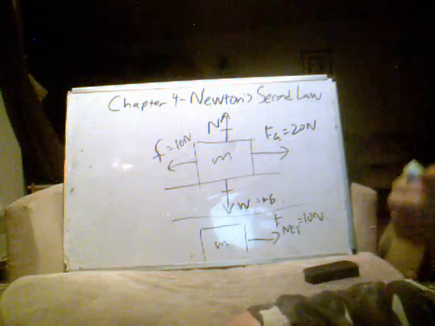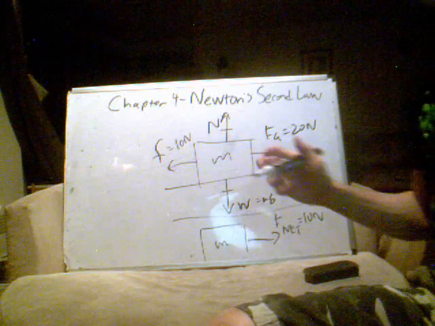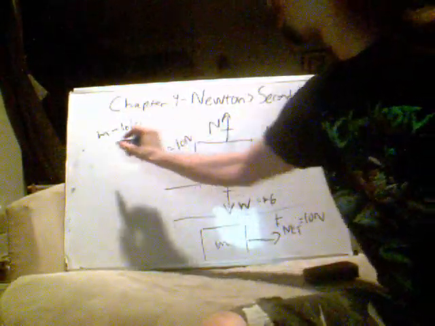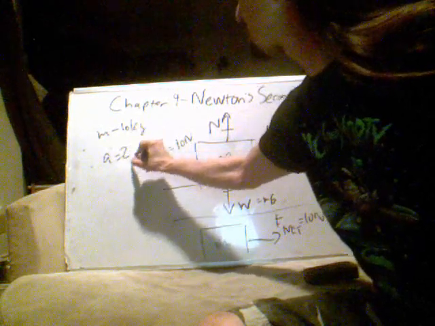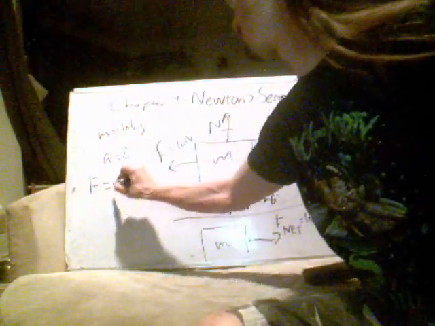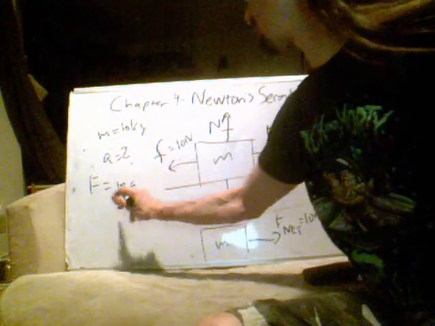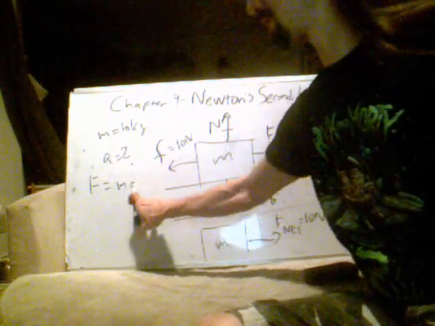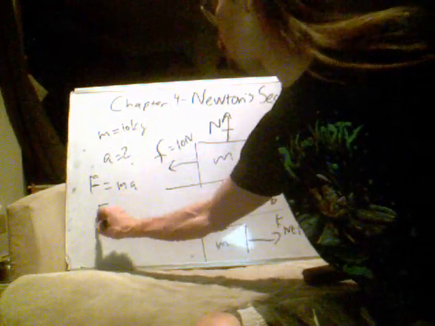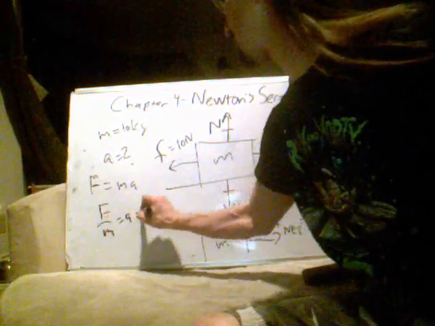Now, if this object had a mass of 10 kilograms, what is the acceleration on this object? Well, let us consider our relevant theory. Force equals mass times acceleration. We want to isolate for the acceleration. So we're going to say force over mass equals acceleration.